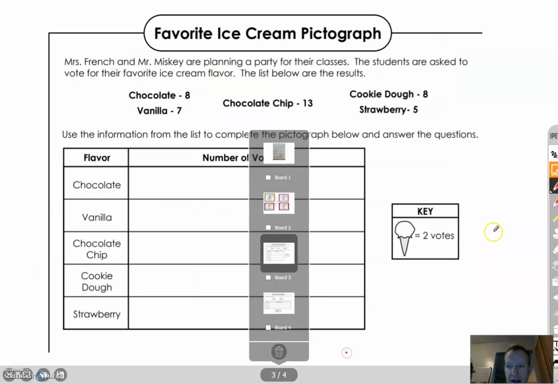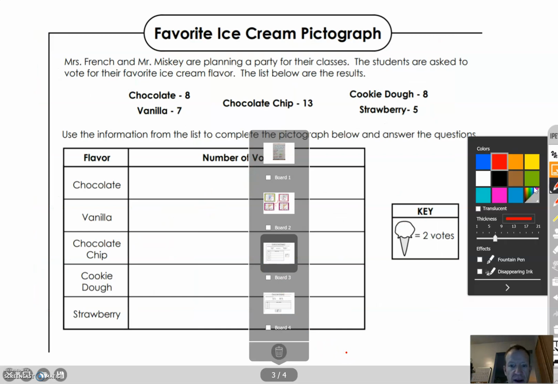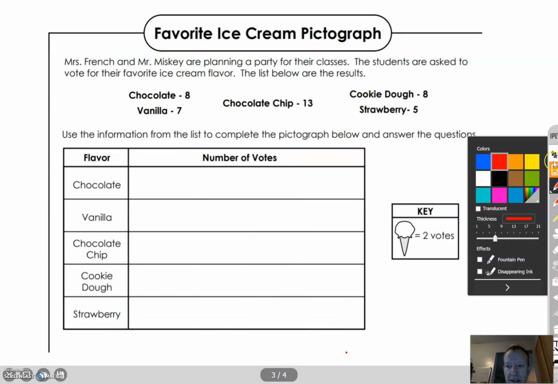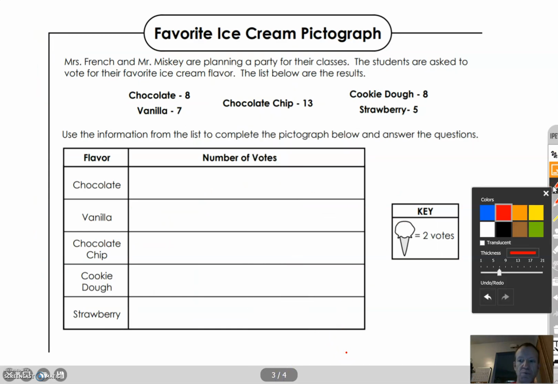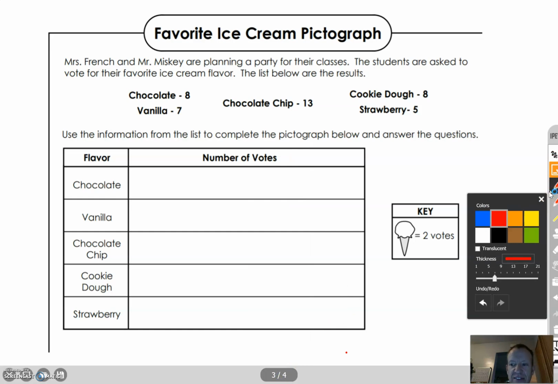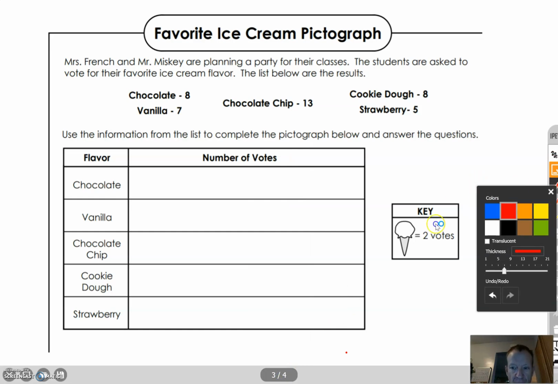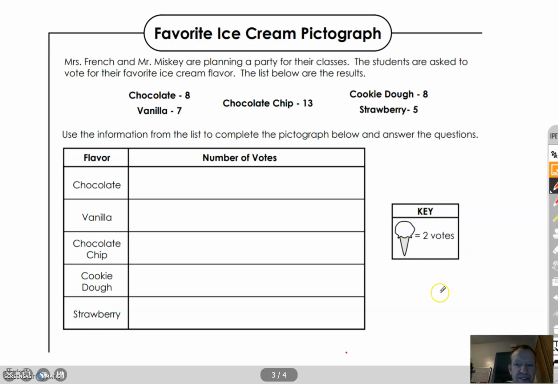Okay, so we're going to talk about how to create a pictograph. Most of the time, when we create pictographs, we can use our own pictures. This one's telling us to use an ice cream cone, but when creating them, I would just use a circle. So we're going to be given data up here. It's going to tell us what our circles or ice cream cones are used for. So each of these circles that we make is going to be 2 votes.